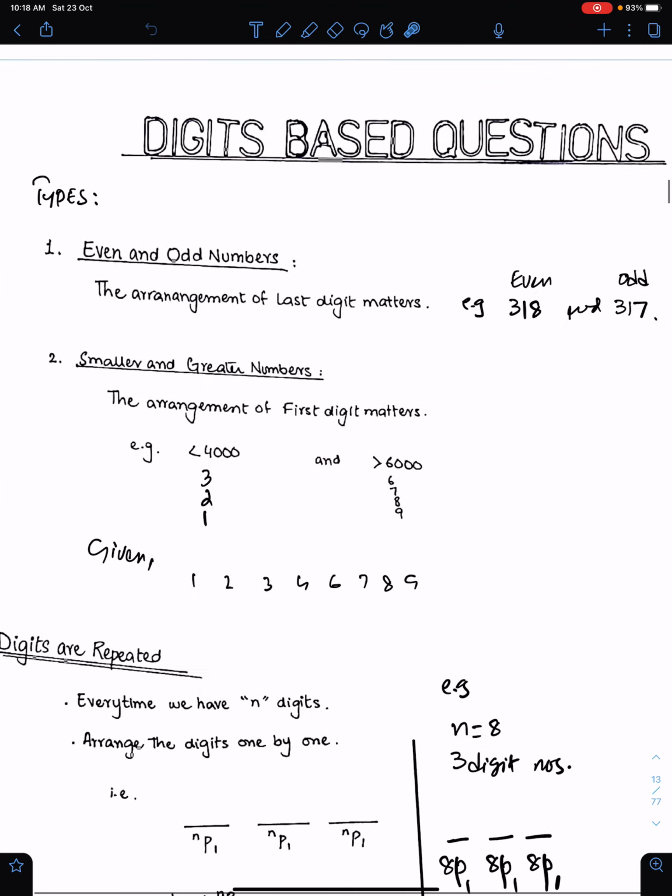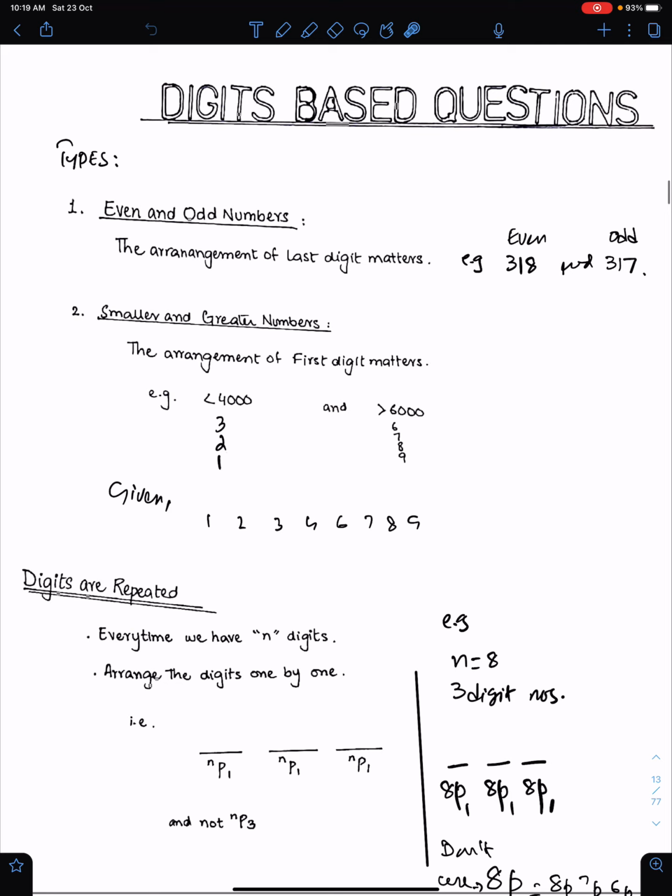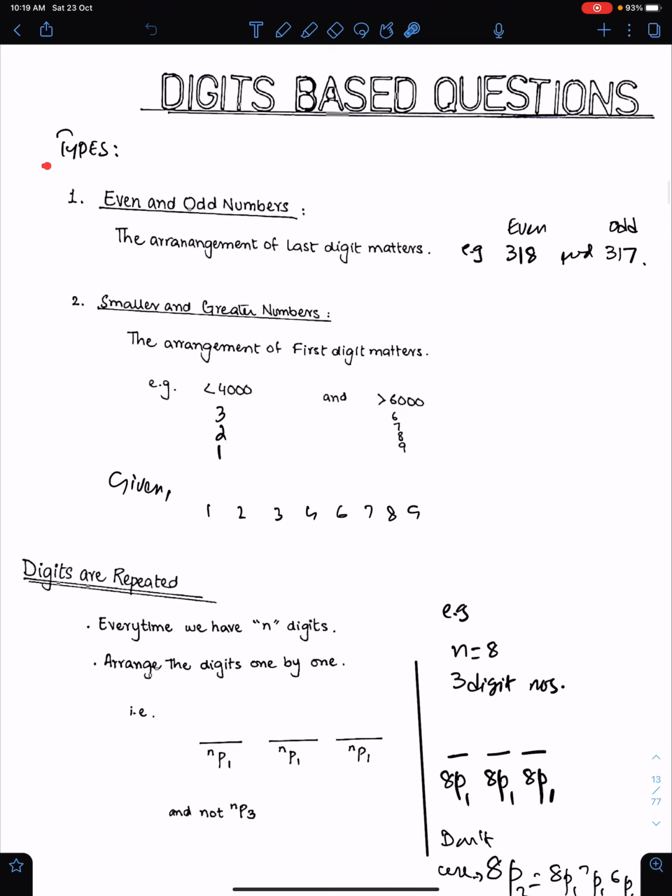Digits based questions. Types: even and odd numbers. For even and odd numbers, the arrangement of the last digit matters. This number is even because of this last digit, which is even, 8, and this number is odd because of this last digit, which is an odd number.